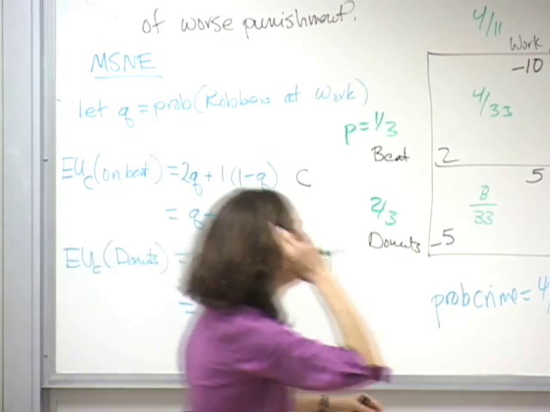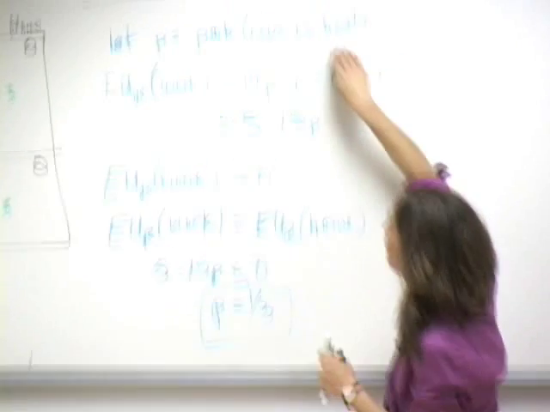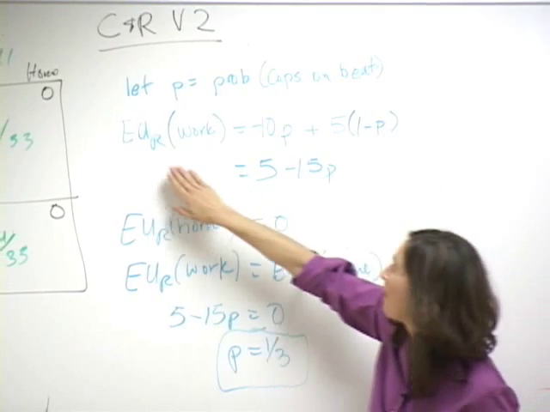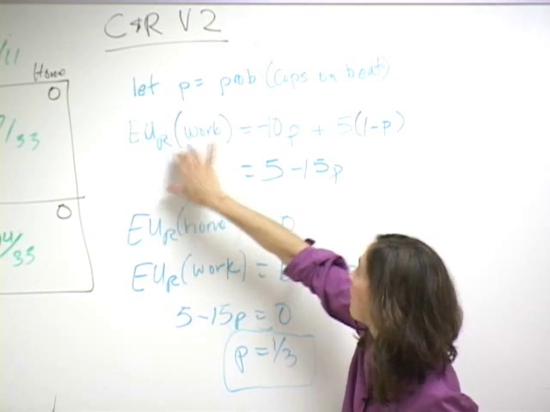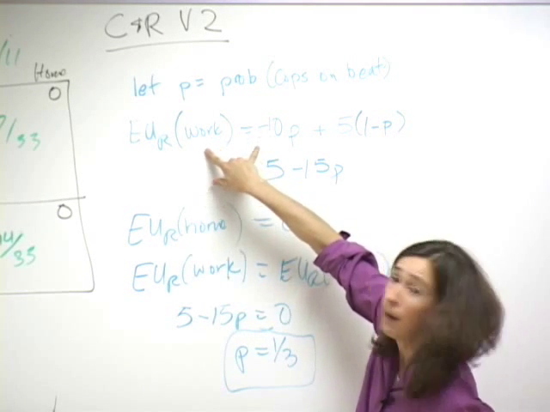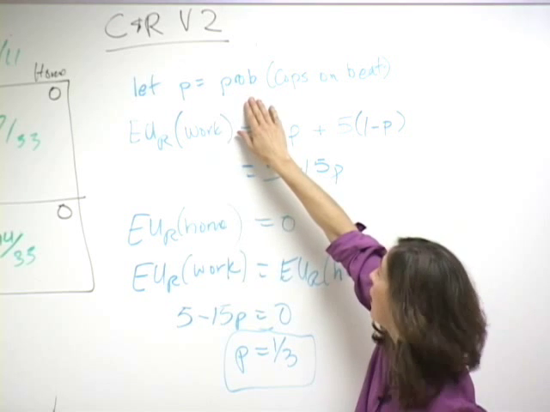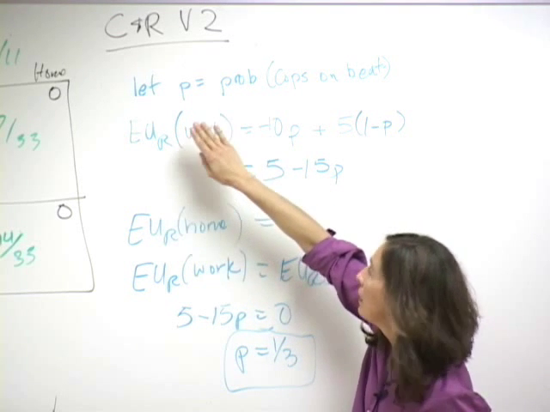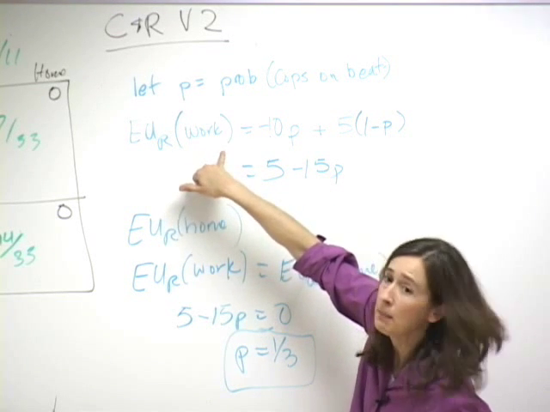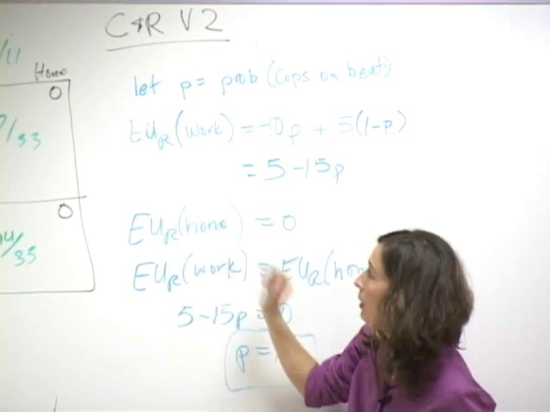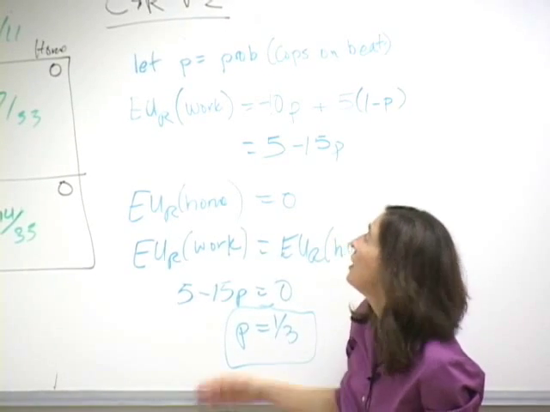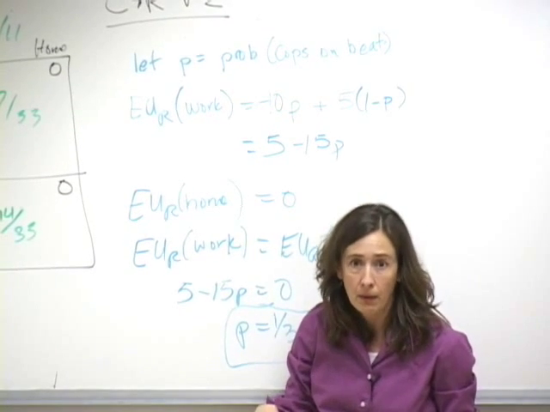No, excuse me, I'm pointing to the wrong place. The cop's probability of being on the beat, I'm saying the right thing, but I'm pointing to the wrong place, is the probability that makes the robbers indifferent. Okay? If I'm the cops, that probability has got to be the one that makes the robbers just indifferent between being at work and being at home. Okay? That's how we find my probability.